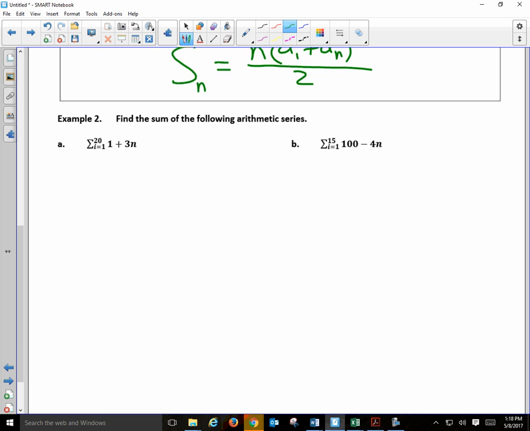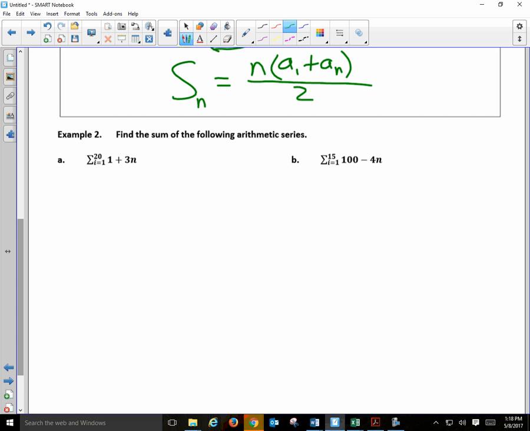So let's generate some terms and then add it up. You can see if you plug in 1 here, you get 4. If you plug in 2, you get 7, 10, all the way up to 61. So the question is, what is the sum of the first 20 terms of that sequence?